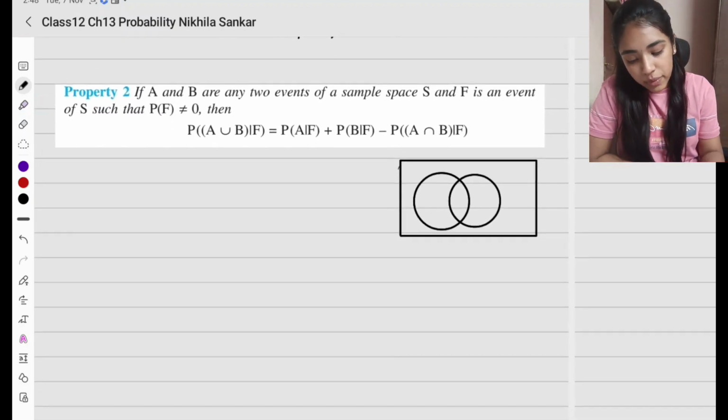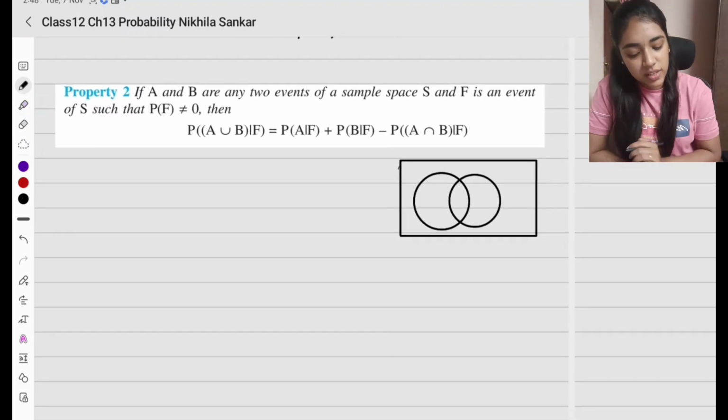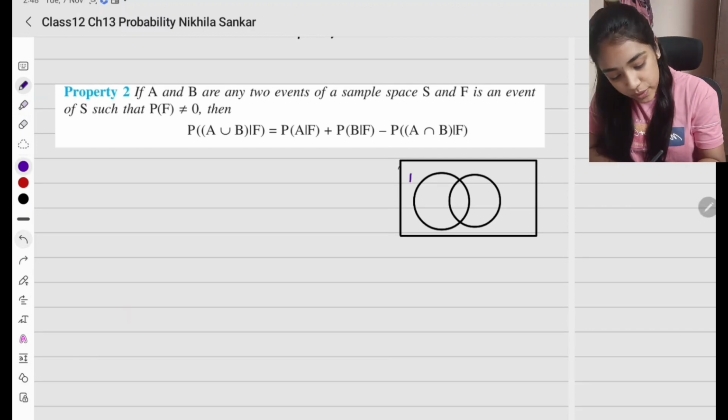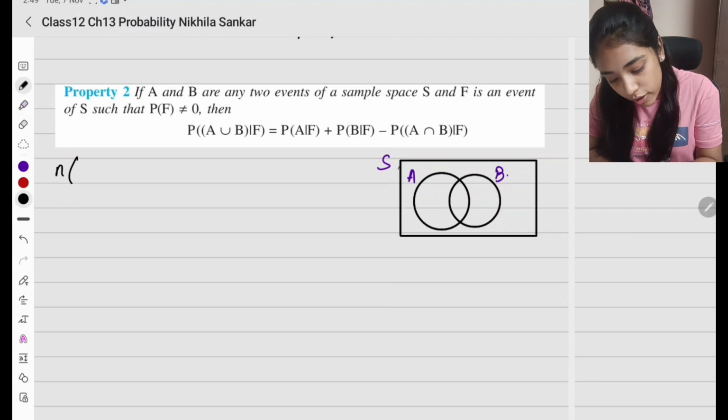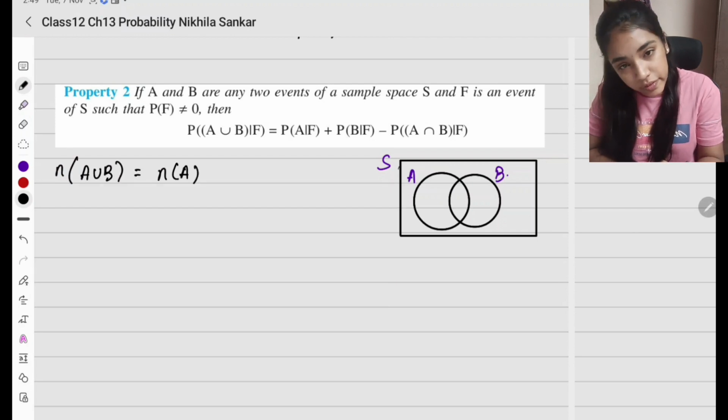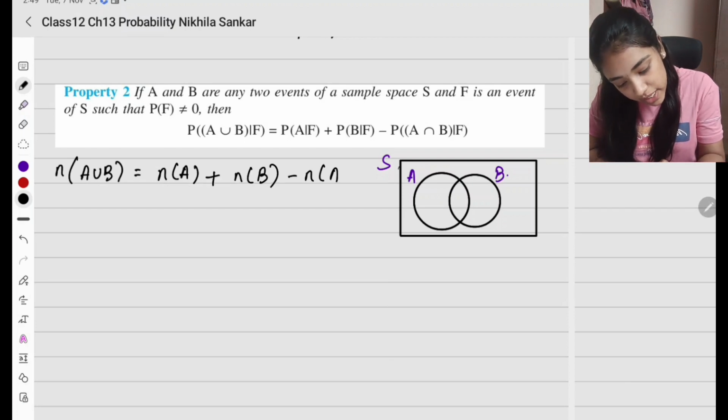Now what is the second property? A and B are two events of the sample space. F is an event such that P of F is not equal to 0. So we can take it as A and B. So A and B are going to be inside my sample space. So this, usually enna formula use பண்ணுவோம். You know that n of A union B equals n of A, number of elements of A, plus n of B, number of elements of B, minus we subtract the intersection.